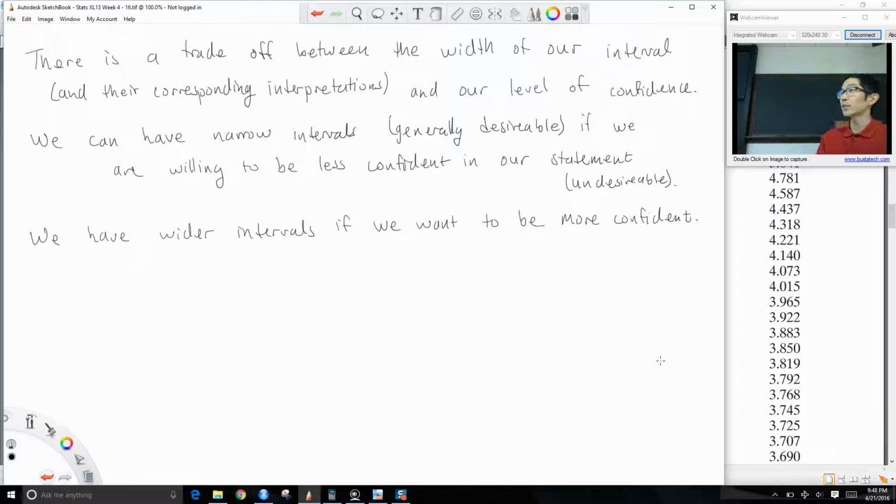The other option, if you want to have a more narrow interval, is to gather more data, okay?